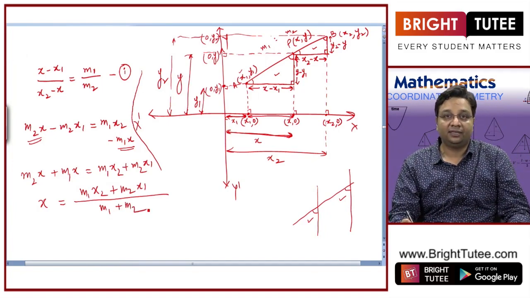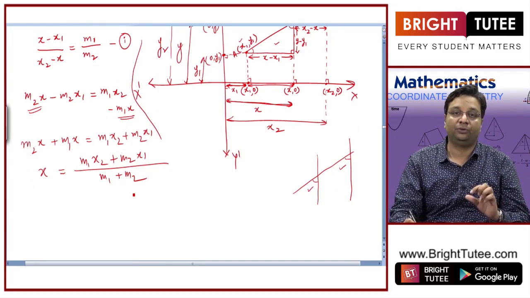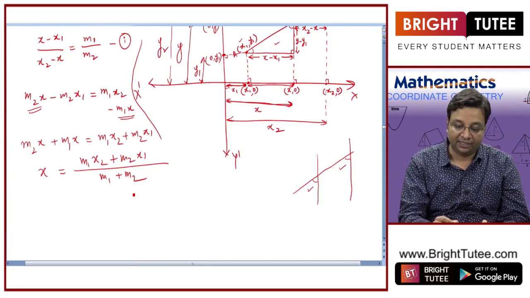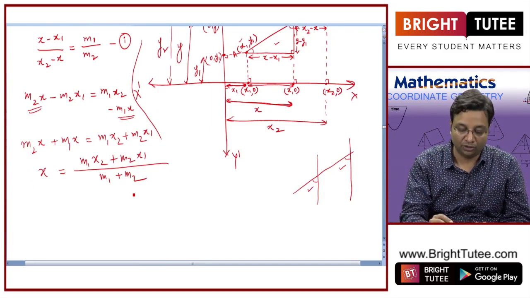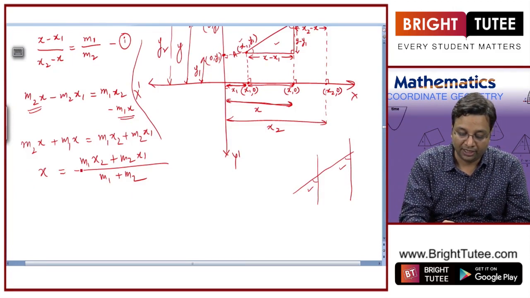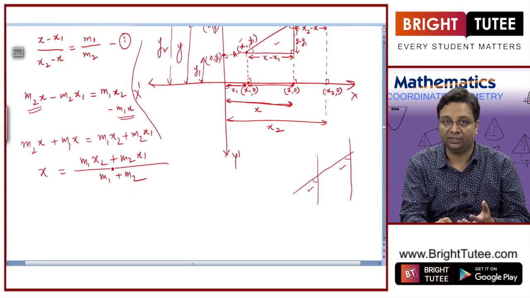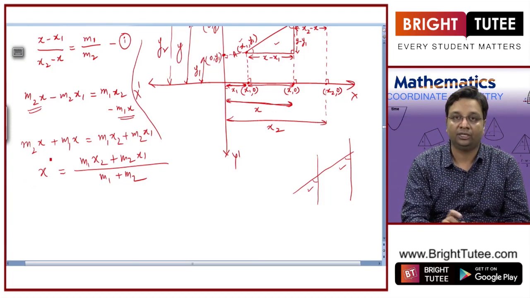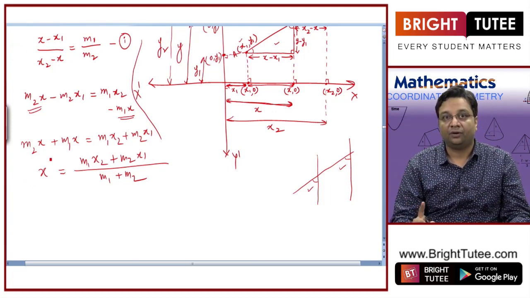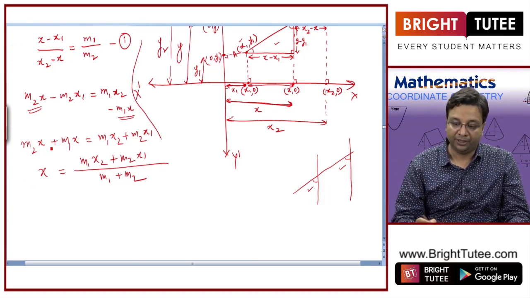So what have we done here? We have calculated the x coordinate of point P in terms of the known quantities, known coordinates x1, x2, m1, m2. All these are known to us, right? And we have got the x coordinate of point P. Now we have to find the y coordinate of point P.